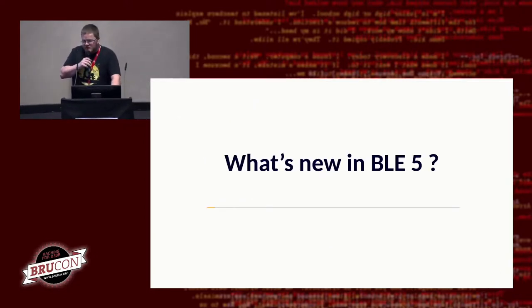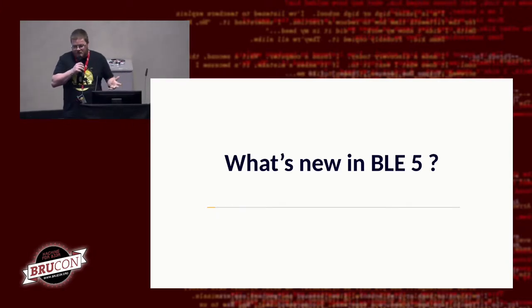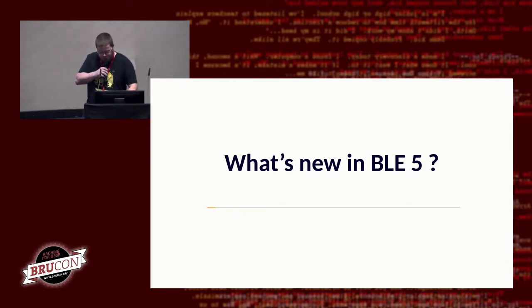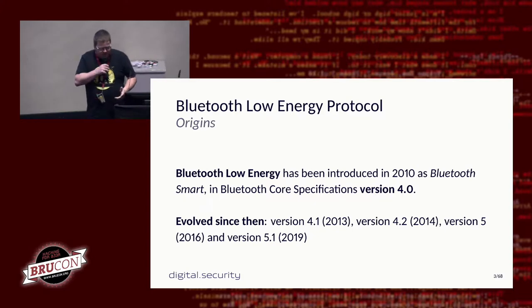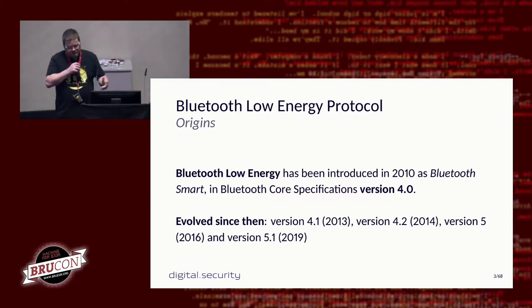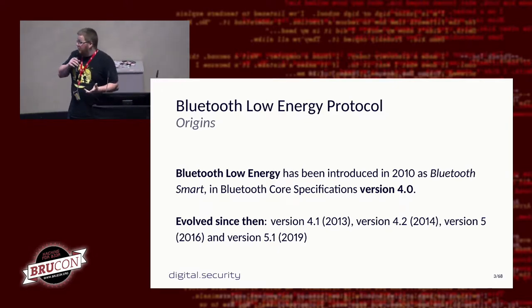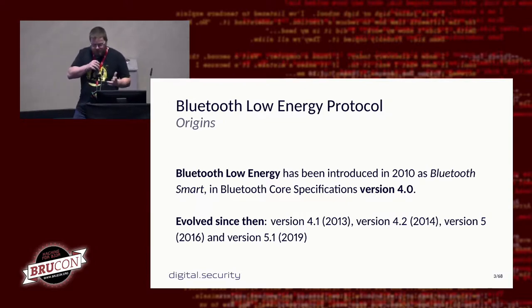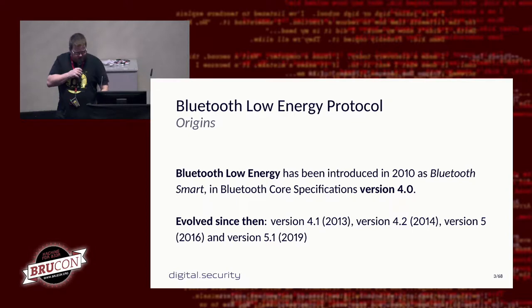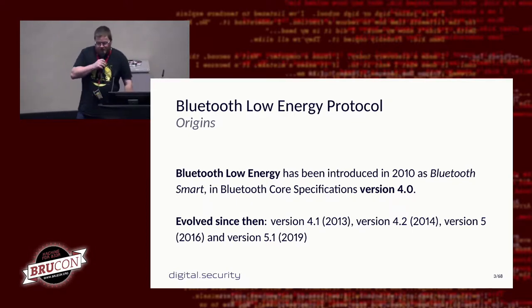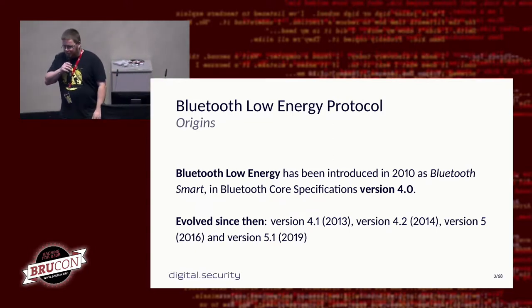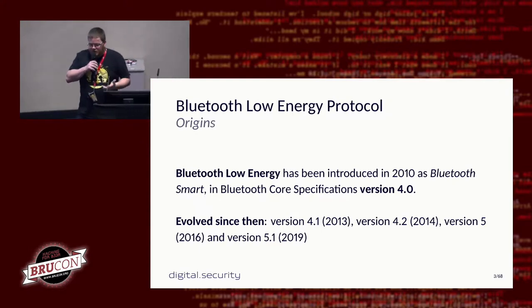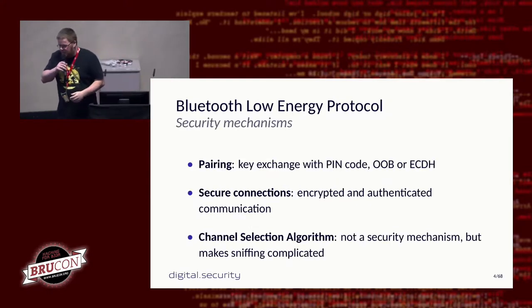So we are going to talk about BLE5, which is a new version of the Bluetooth Low Energy protocol. The Bluetooth Low Energy protocol was designed and introduced in 2010 as Bluetooth Smart, as part of the Bluetooth Core specifications version 4.0, and it has evolved since then. Version 4.1 was released in 2013, version 4.2 in 2014, version 5 in 2016, and 5.1 this year. So this is a protocol that evolves very quickly, and it's quite interesting.